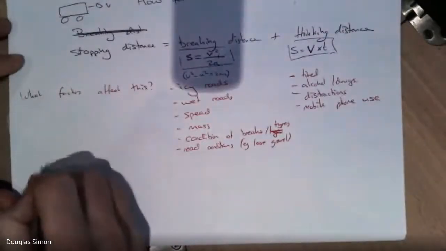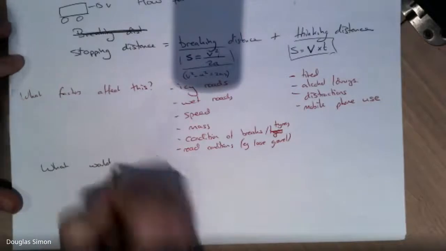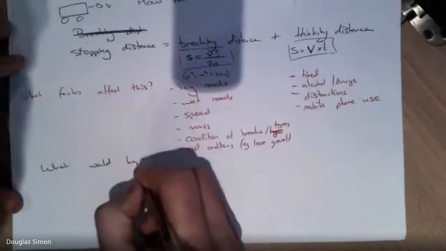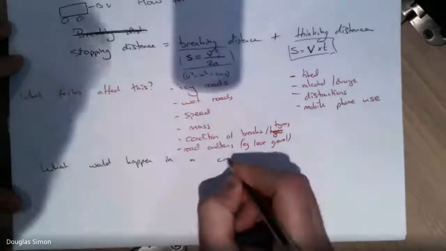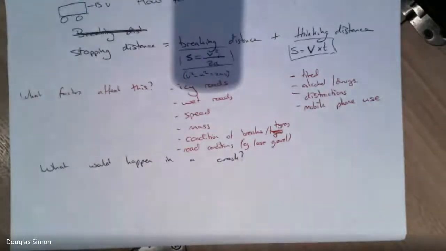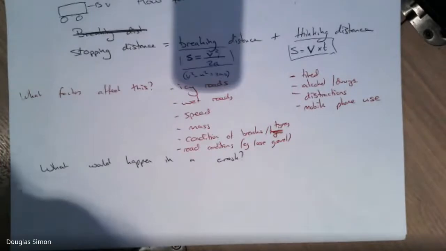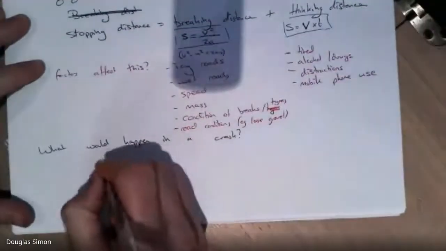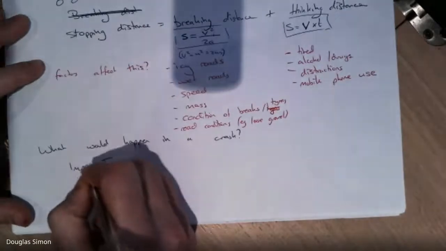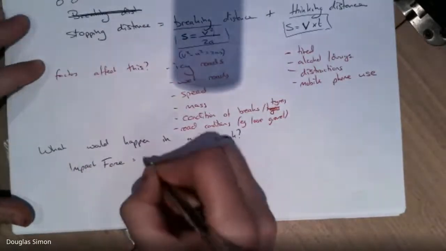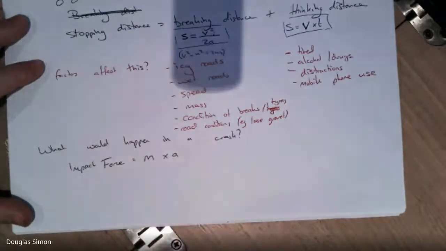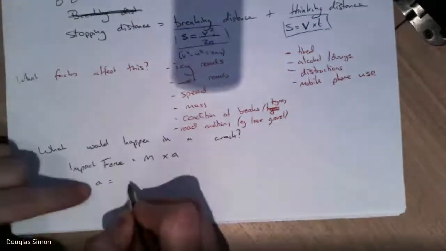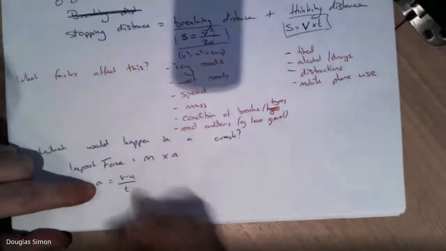And then the final thing that we'll talk about is what would happen if there was a crash. So worst case scenario, you can't stop in time. So how can we model what would happen in a crash? So there's basically three things we'll use, and none of this is new. It's just maybe applying it to a slightly new situation. Okay. So the impact force that you would feel is obviously mass times acceleration. The acceleration that you feel is your change in velocity over time.